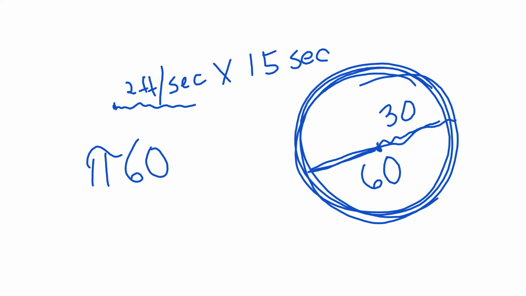And they're using 3.14. So it's 188.4. So you would be picking out D for that one. So any questions about that one?